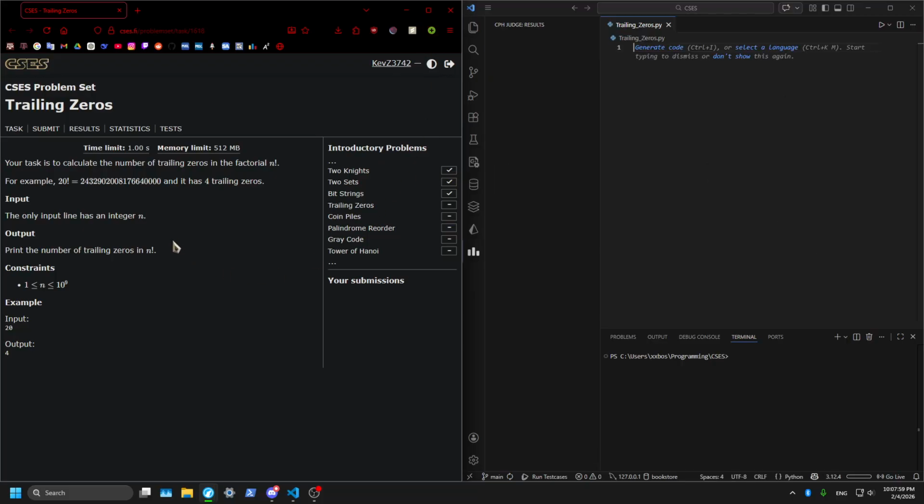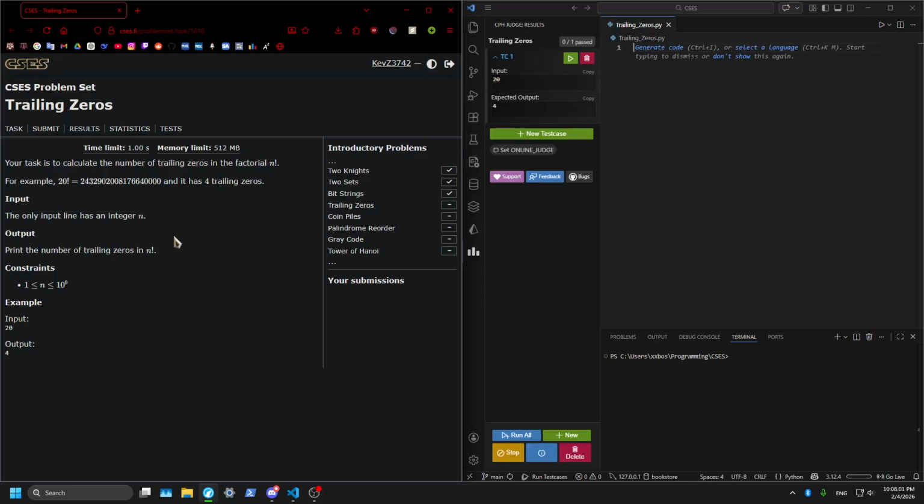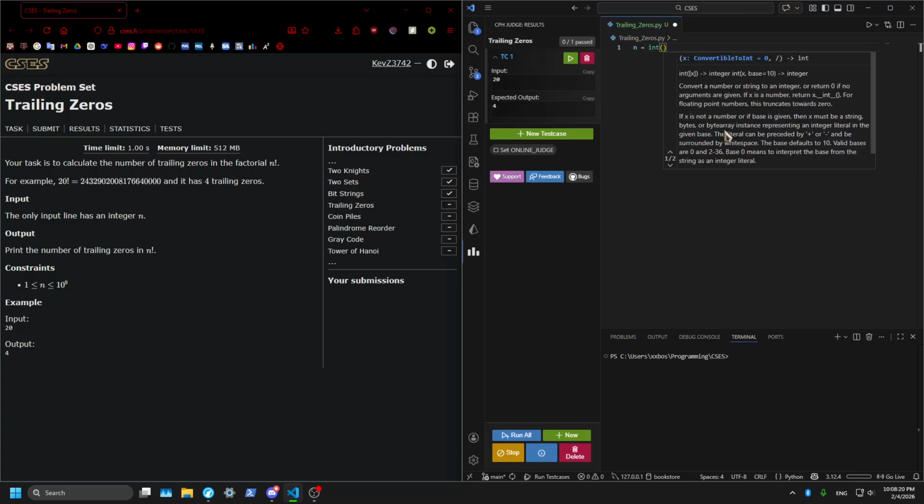Trailing zeros. Calculate the number of trailing zeros in the factorial. The only input line is an integer n, print the number of trailing zeros. Okay. So, n equals int input.